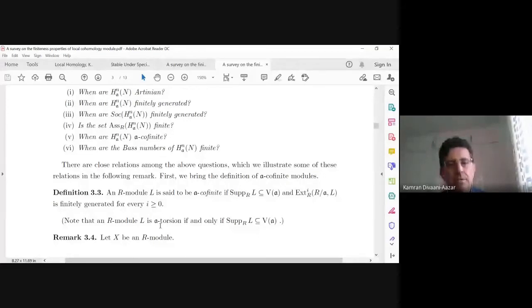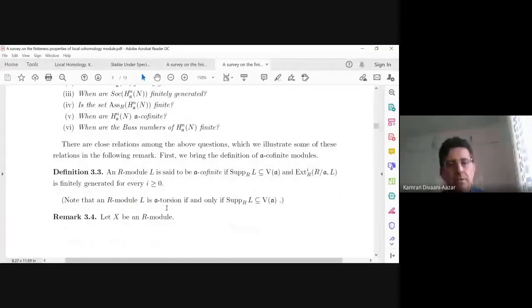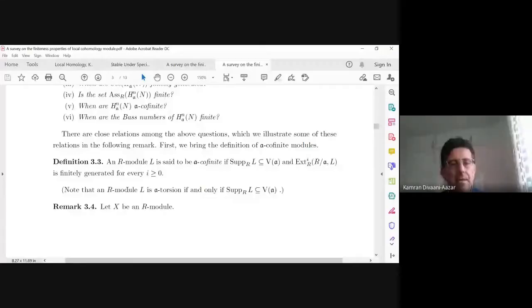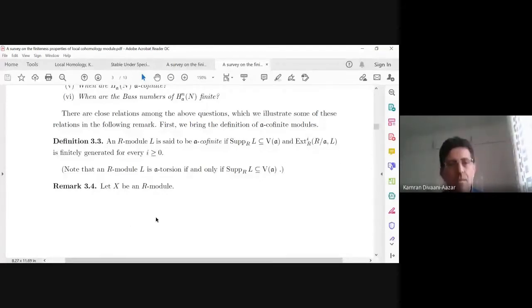Just pay attention that for an R module N, being a torsion is this point. So now the promised remark: let X be an R module.